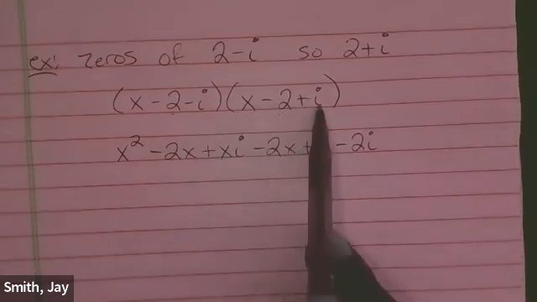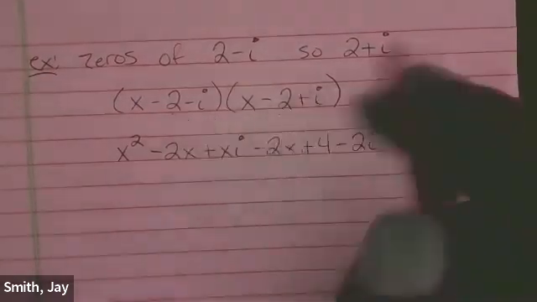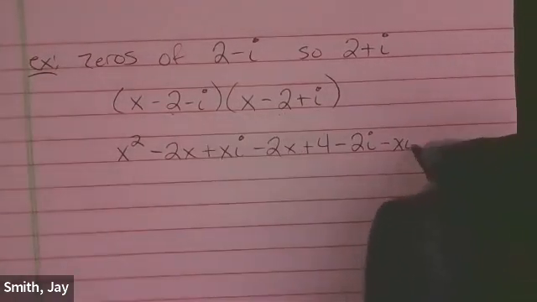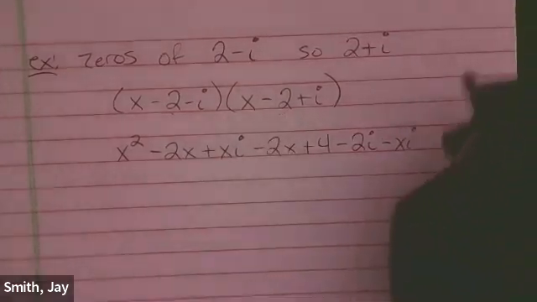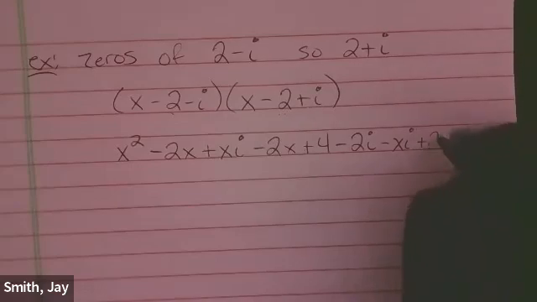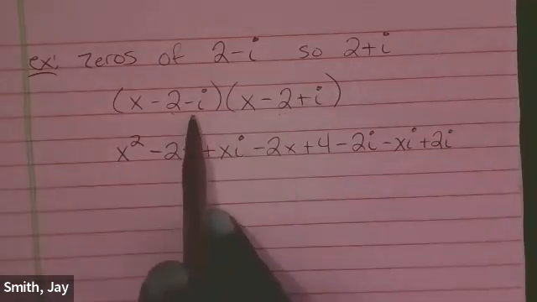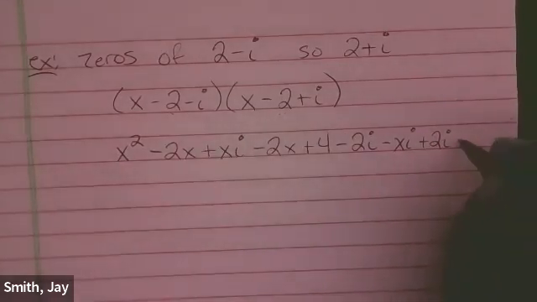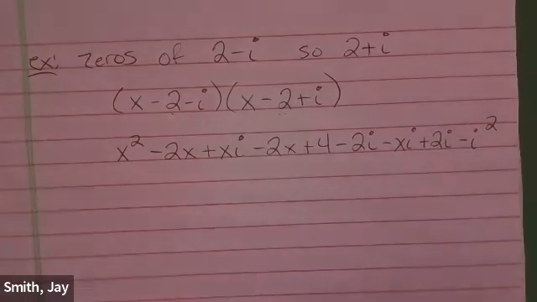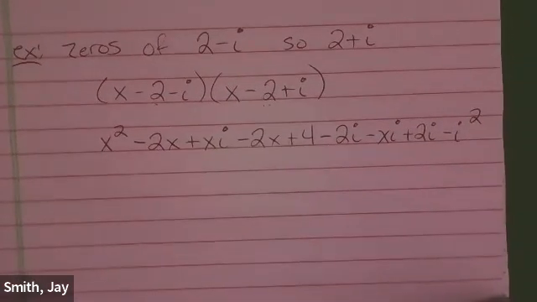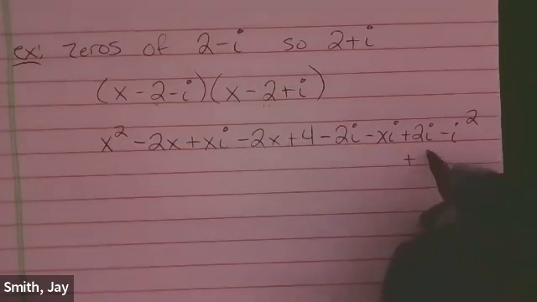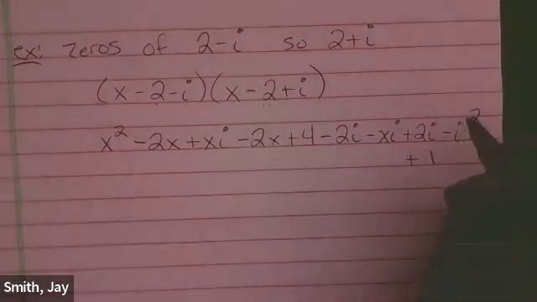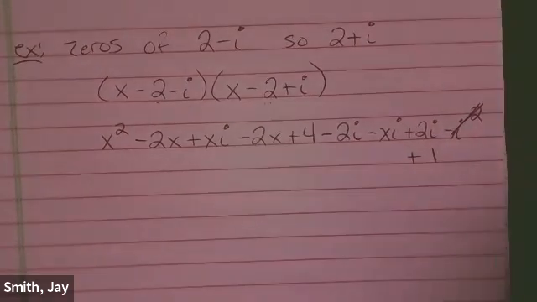Multiply everything here by negative i. So negative i times x is going to be negative xi. Negative i times negative 2 gives me a positive 2i. And negative i times positive i gives me a negative i squared. Once again, the easiest way to handle that negative i squared is to simply make it positive 1.